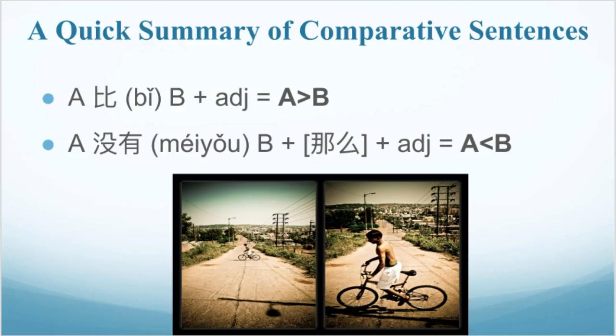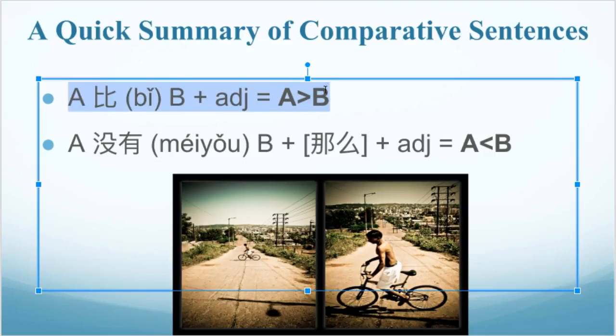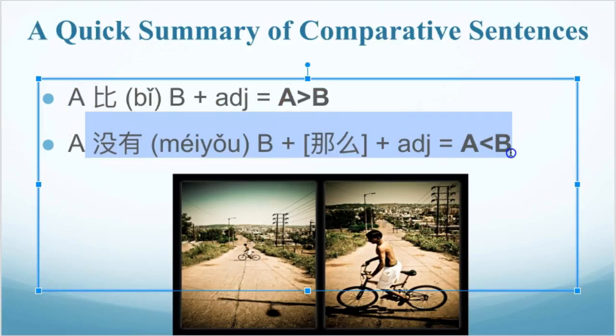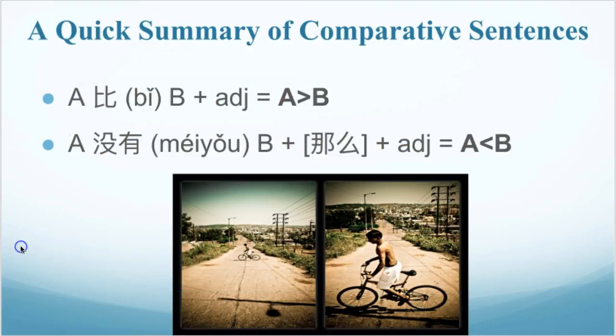Okay, let's look at a picture example. So I'm standing right here in this picture. But in this picture, I'm standing right here. So what's the relative distances? Okay, so I can say A 比 B 近 or 远, or I can say A 没有 B 那么近 or 那么远.